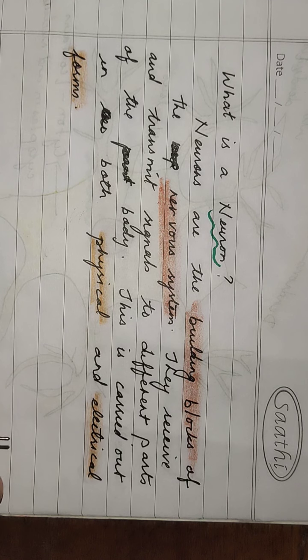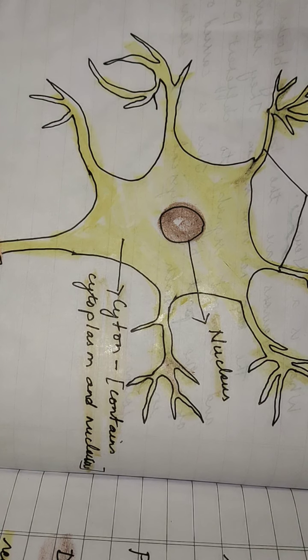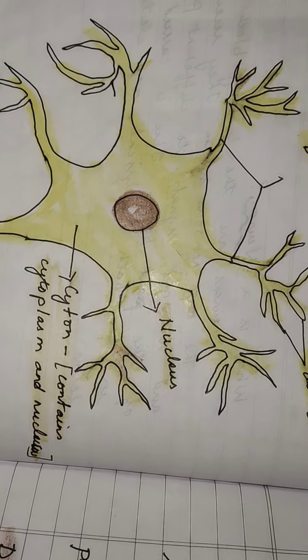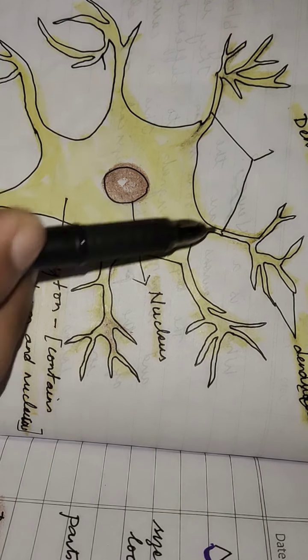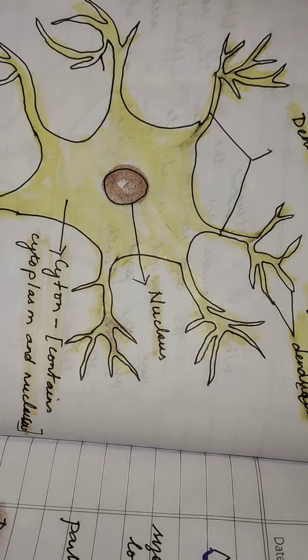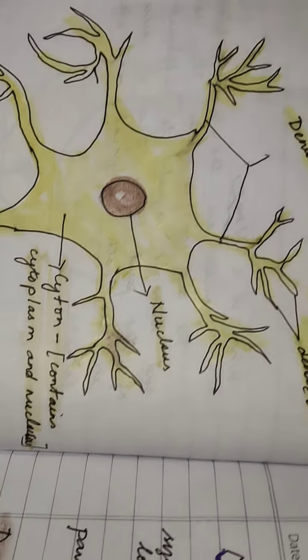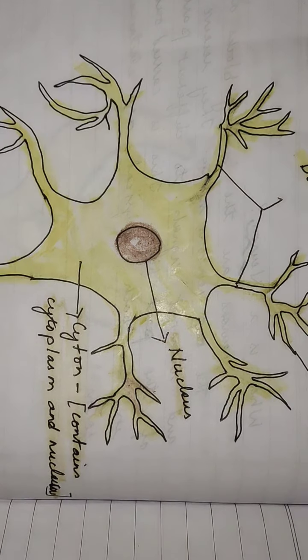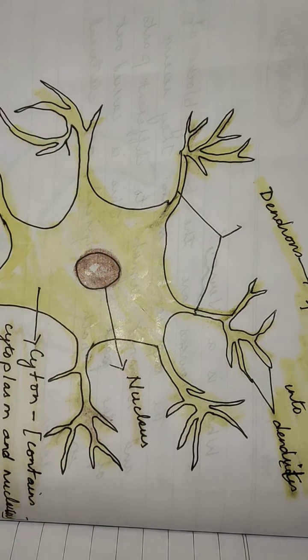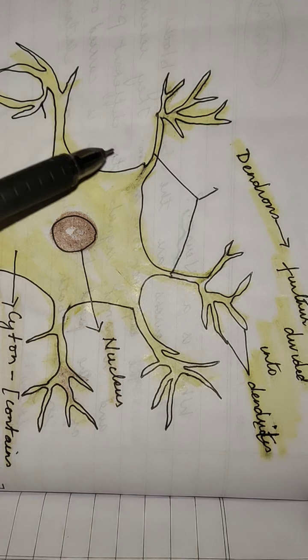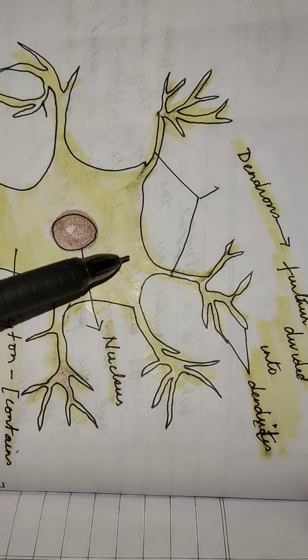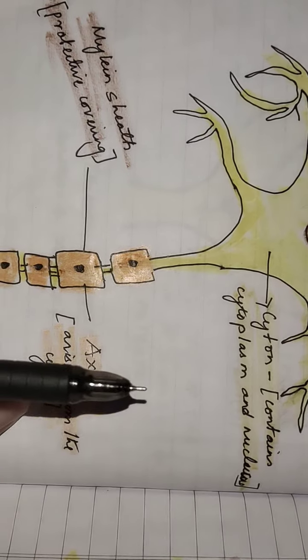So today we are going to learn about the structure of a neuron. A neuron varies in shape and size depending upon its function and location. So we'll start with the first one. The neuron has been divided into three parts: dendrites, the cell body, and the axon.